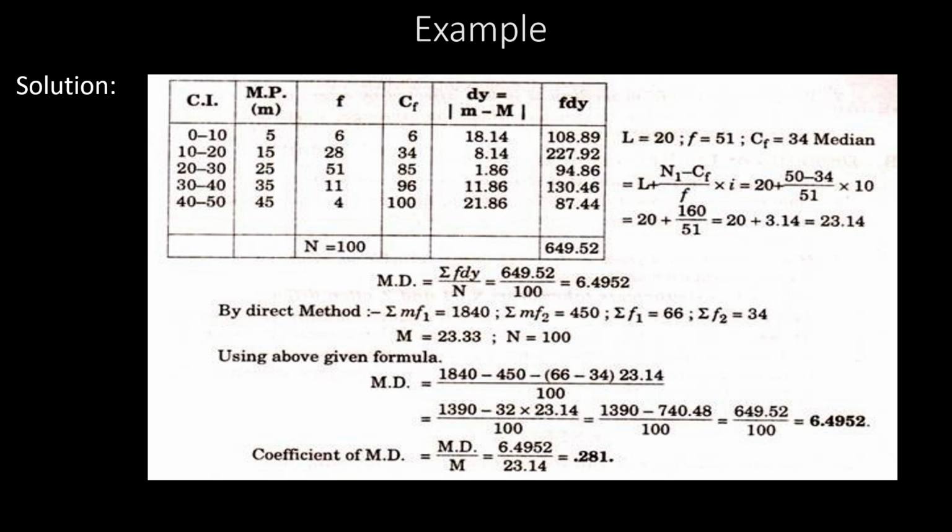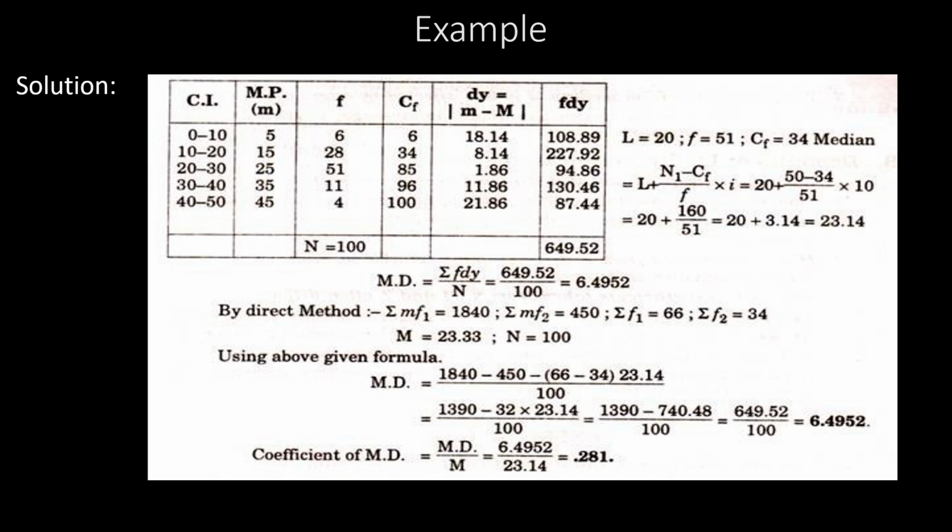Once you have found this median value, we have to find out the absolute deviations of the mid values from the median. So here you can observe the mid values are 5, 15, 25, 35 and 45, and we have to find out the absolute deviations from 23.14. So 5 minus 23.14 is minus 18.14. As we are finding the absolute deviations, we have to ignore the signs.